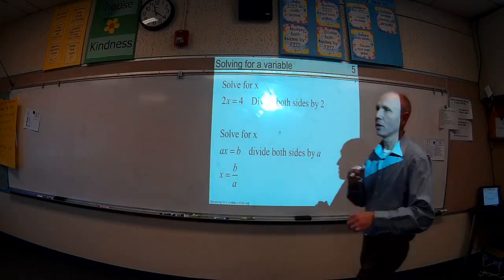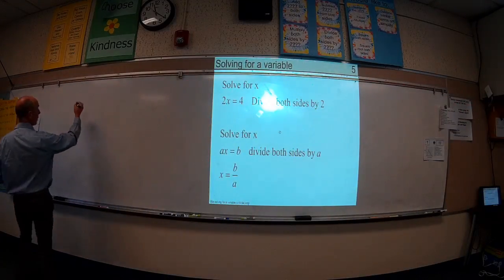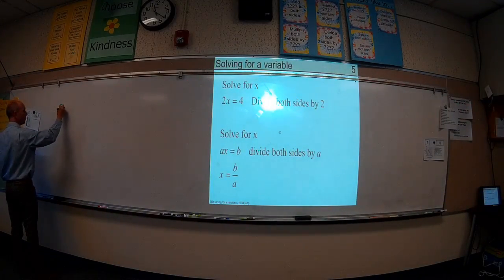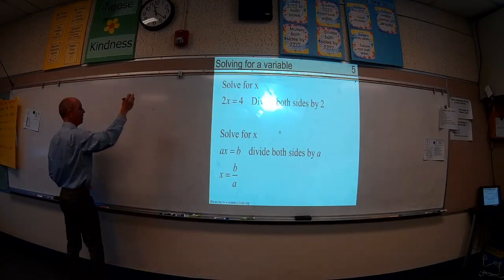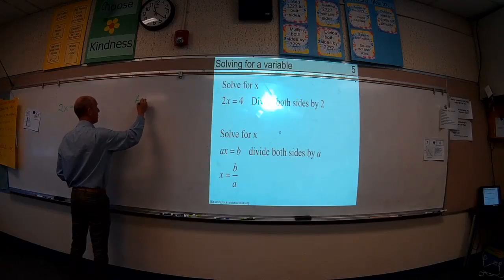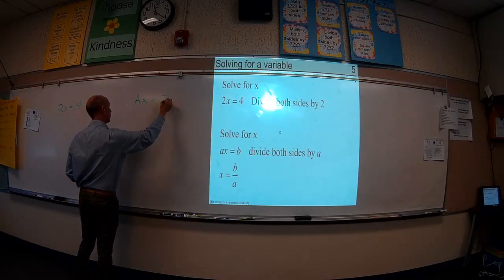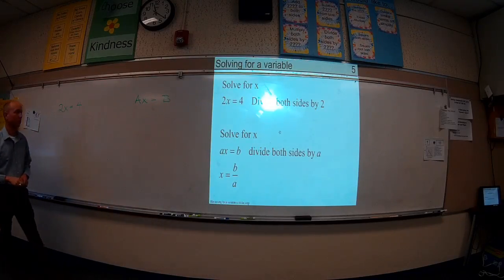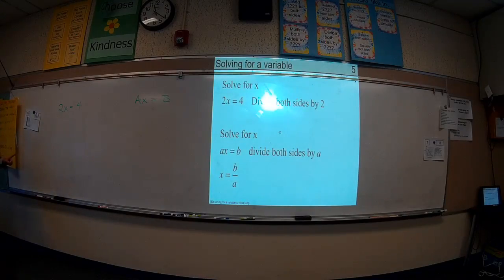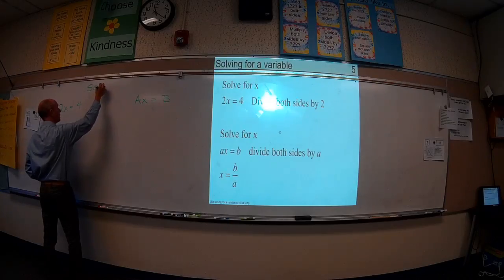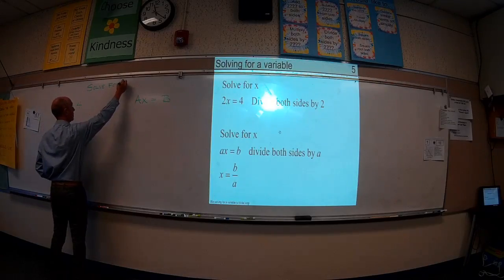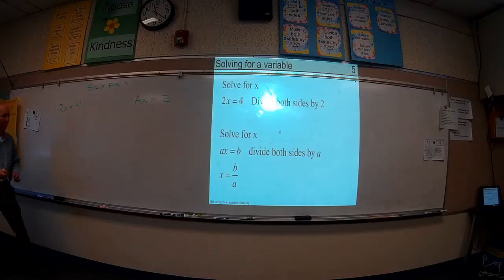So in your notes, we're going to start with two equations. We're going to go with 2x equals 4. And right next to it, in parallel, I'm going to do ax equals b. And on both of these, we are going to solve for x, which means I'm trying to get x all by itself.